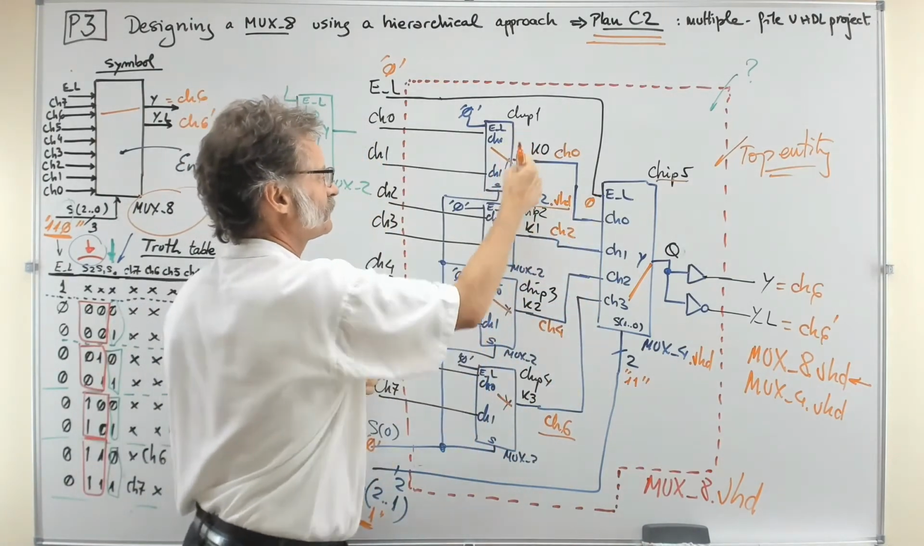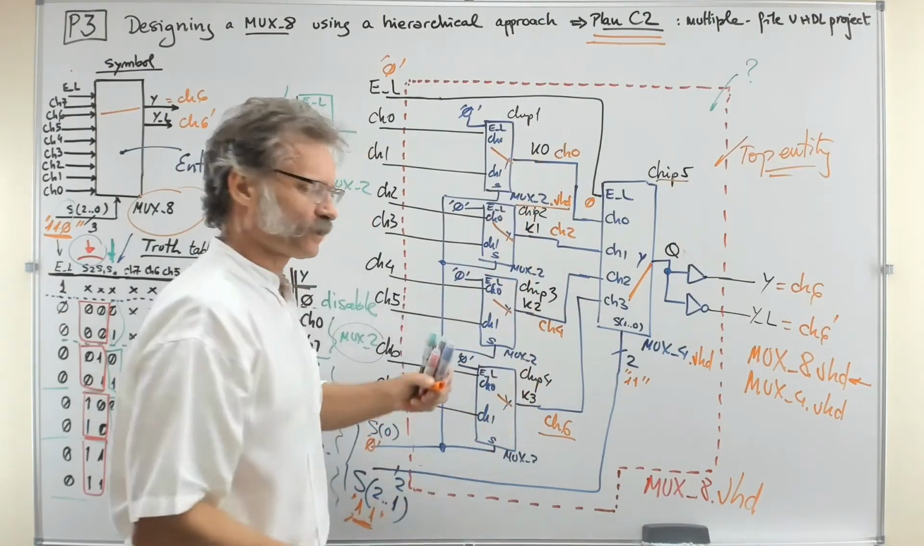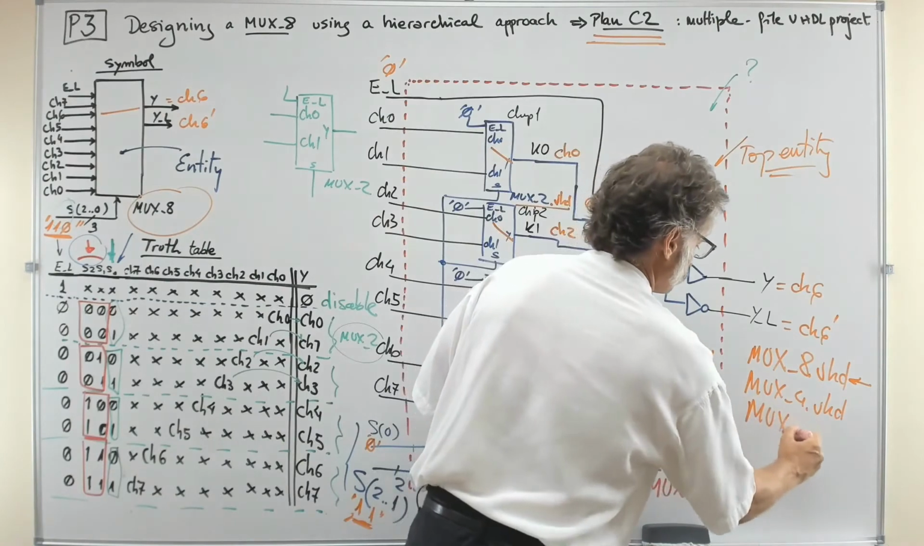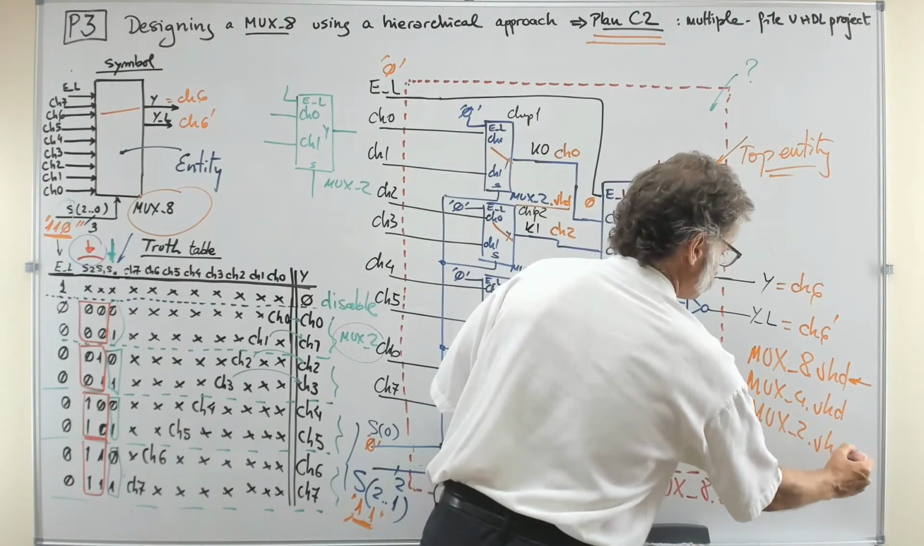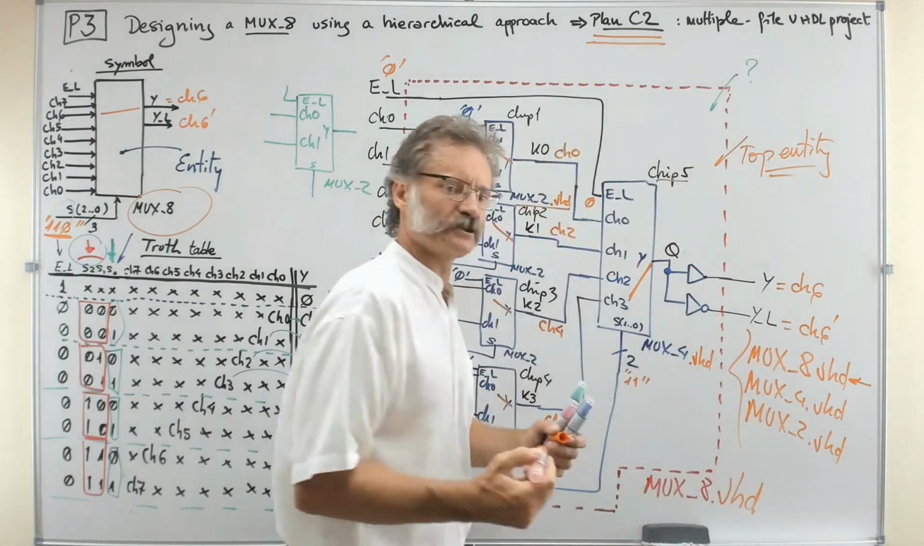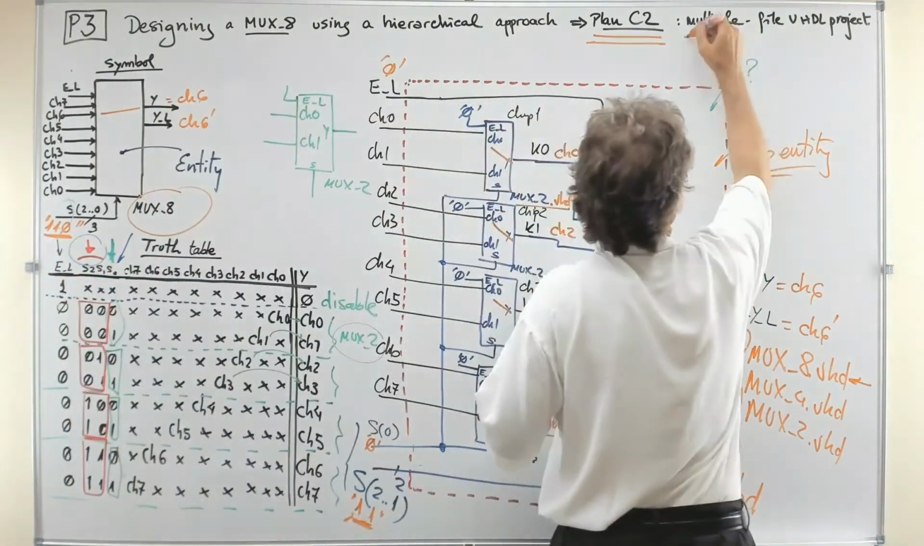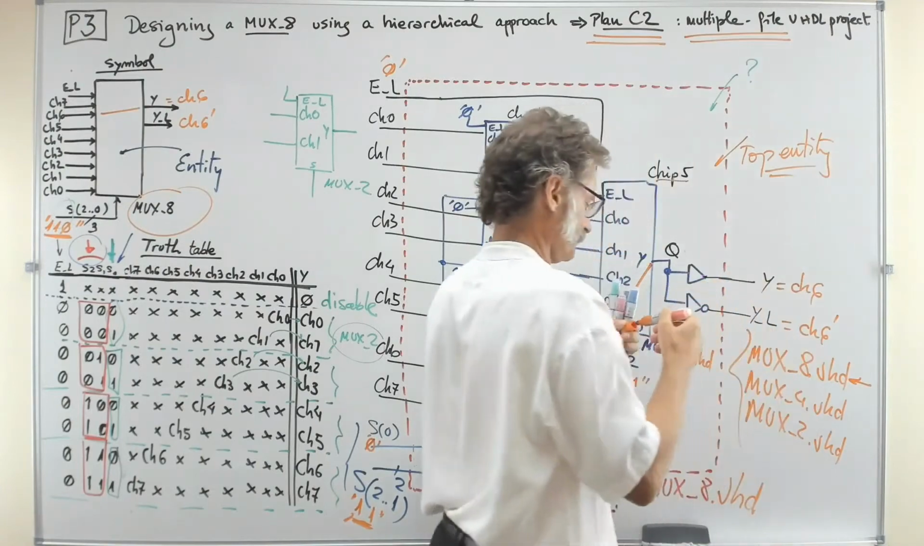As the chip 1, the chip 2, the chip 3, and the chip 4, all of them are of the same kind, MUX2. So, right, that's the idea. Your project now has to be multiple file. This is the idea of a multiple file project.